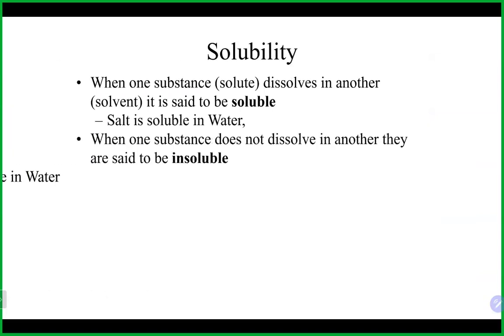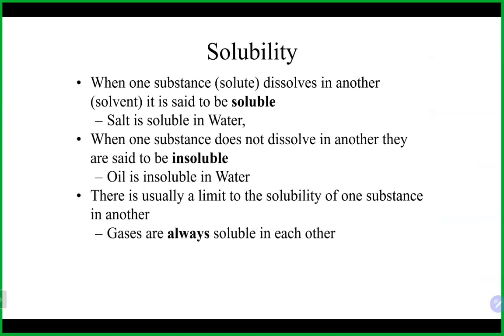Now, when we talk about solubility, as I mentioned, if one substance, the solute, is dissolving in another, like the solvent, it is said to be soluble. So salt is soluble in water. If we really get things that don't dissolve in, say, water, it would be insoluble. So oil is insoluble in water. There is a limit to the solubility of one substance in another.